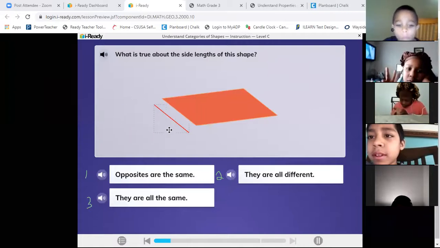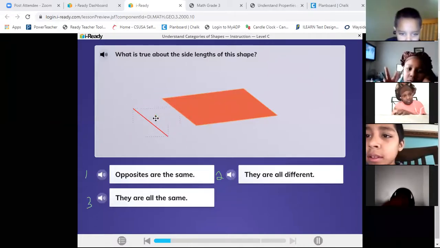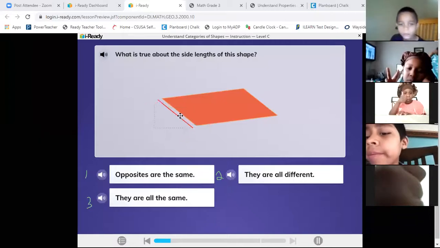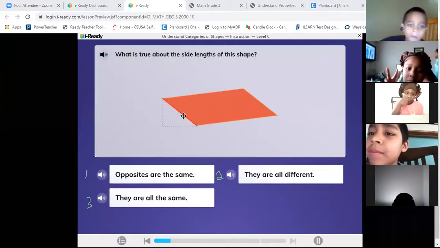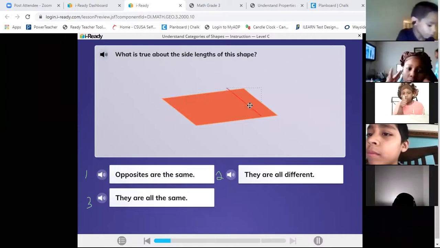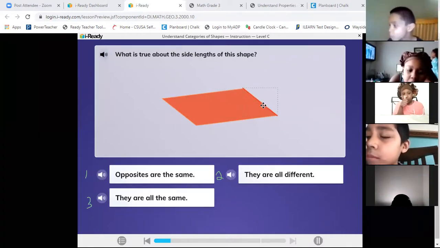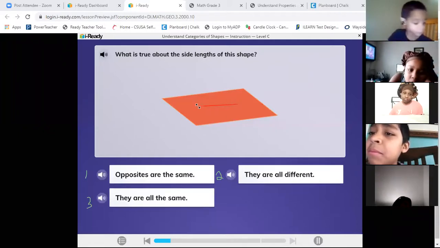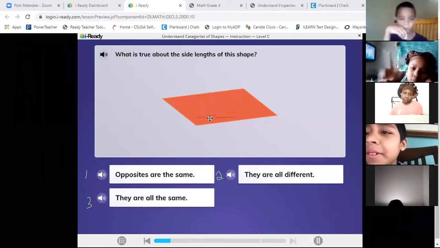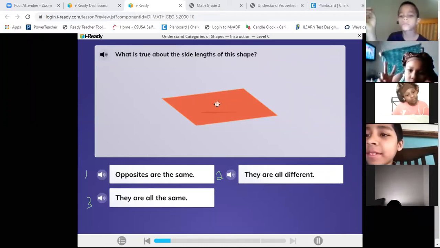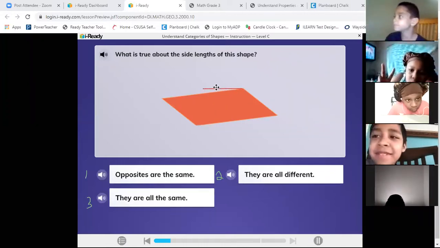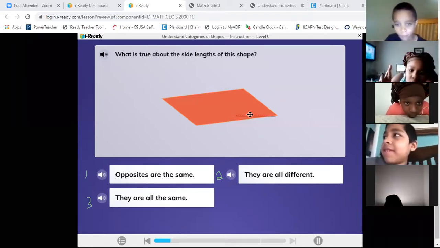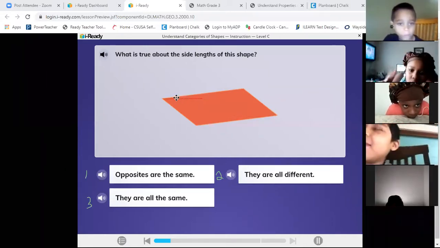Can everyone see this line I drew? I can. So I put it here. I'm gonna try the opposite side. Oh, that one's the same. They're both the same length. Okay, can I turn this? Yep. Okay. Let's see. Is that the same? Doesn't look the same to me.